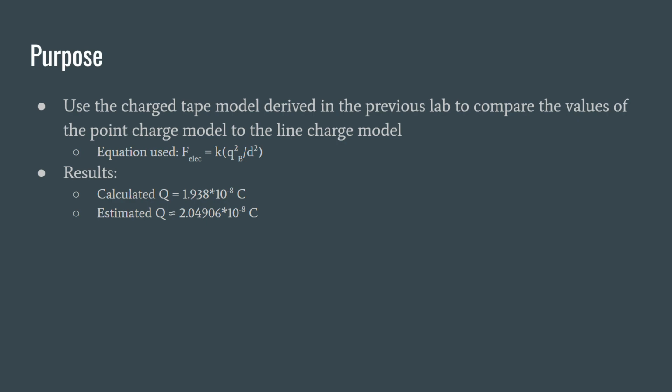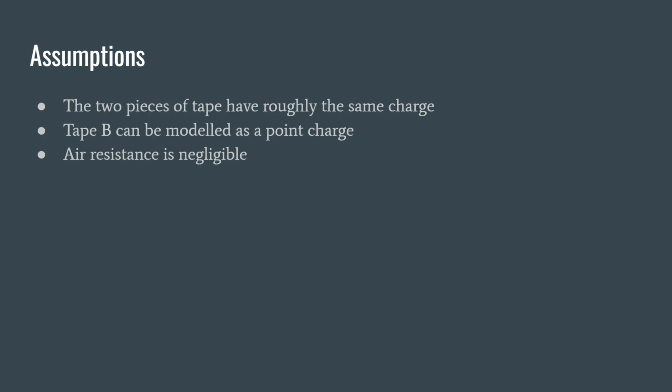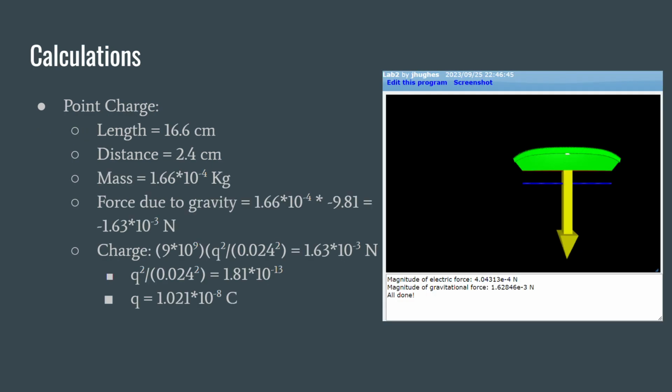The results gathered were that the calculated Q value from the line charge model is 1.938 times 10 to the negative 8 coulombs, with an estimated more accurate Q value of roughly 2.04906 times 10 to the negative 8 coulombs. The assumptions made before starting this lab were that the two pieces of tape had roughly the same charge, tape B could be modeled as a point charge, and that air resistance was negligible.